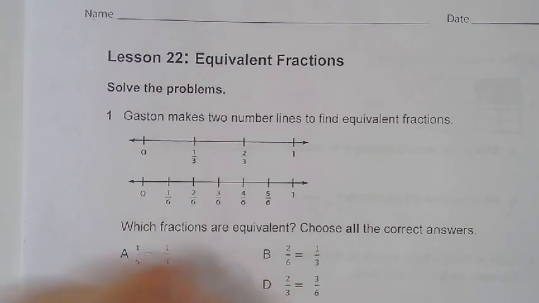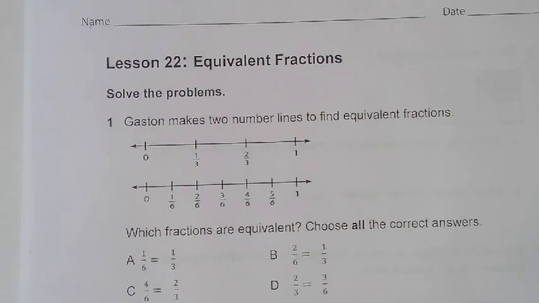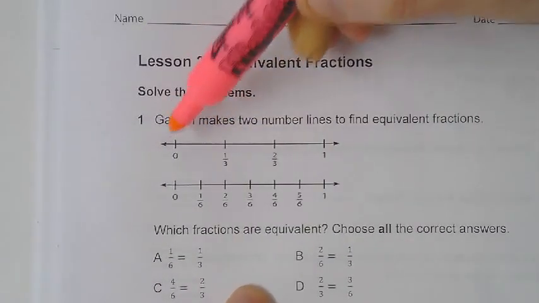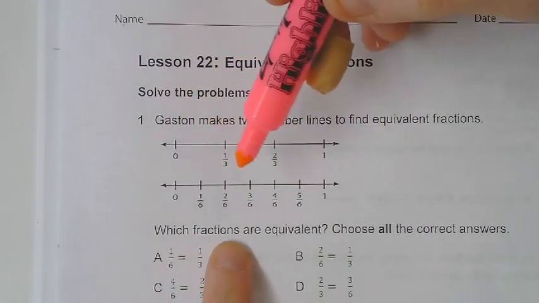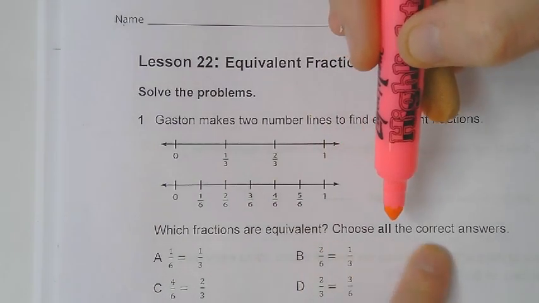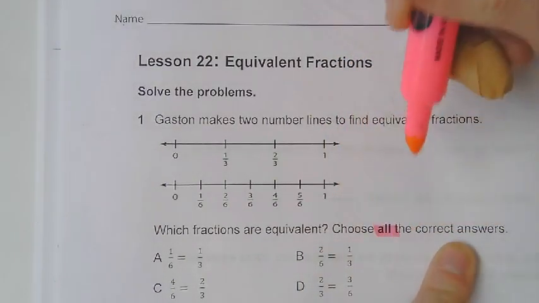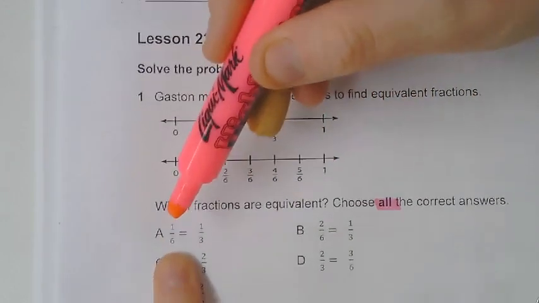All right, number 1. Gaston makes 2 number lines to find equivalent fractions. Number line 1, number line 2. Which fractions are equivalent? Choose all the correct answers. That means that could be more than one correct answer. So you're going to come down and look at these.